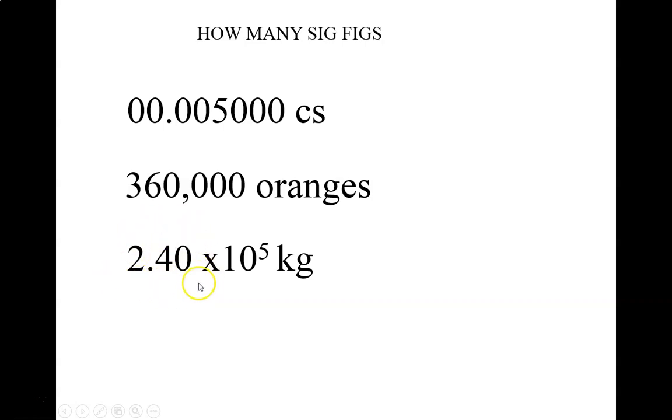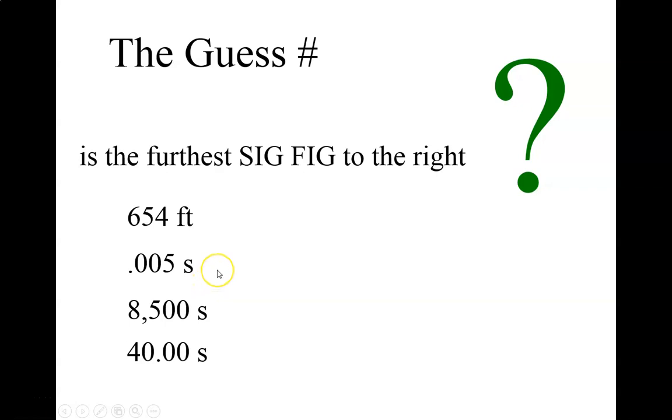Only the coefficient counts. Okay, the guess digit. This will make more sense when we start talking about measuring, but the guess digit is just the furthest sig fig to the right. That's all it is. So you look at the sig figs and you look at which one is closest to your right hand, and that's the guess digit. So 654, all 3 of those are sig figs. So this 4 is the furthest one to the right, so that is my guess digit.